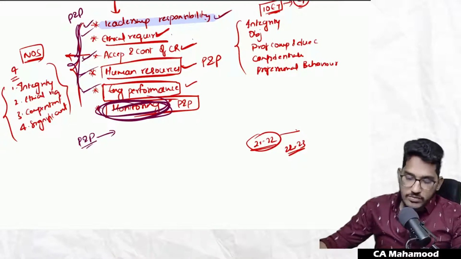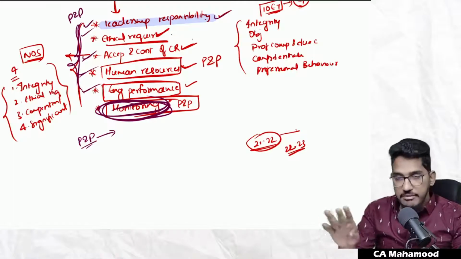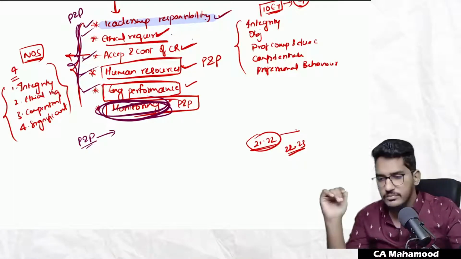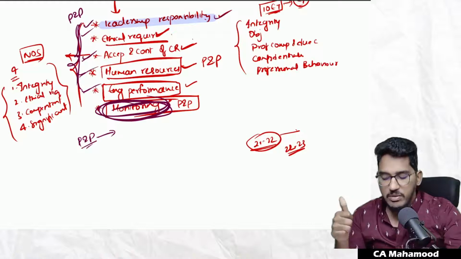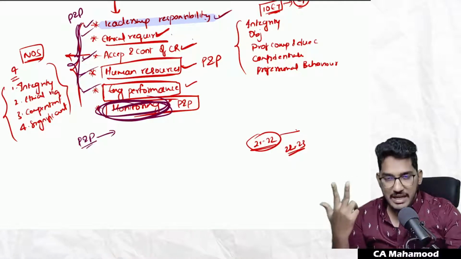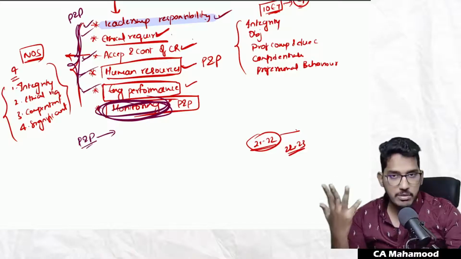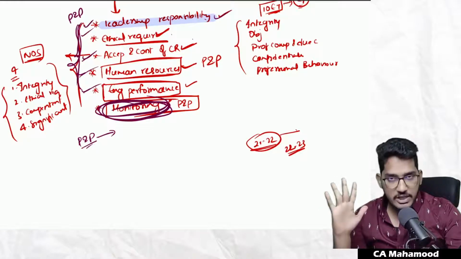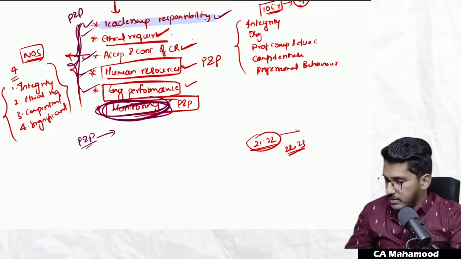So what are the 6 areas? One last time, let us repeat, and after that we will read the material and finish off the standard. So what are the 6 areas? Number 1, leadership responsibility. Number 2, ethical requirements. Number 3, acceptance and continuation of client relationship. Number 4, human resources. Number 5, engagement performance, and number 6, monitoring of policies and procedures.